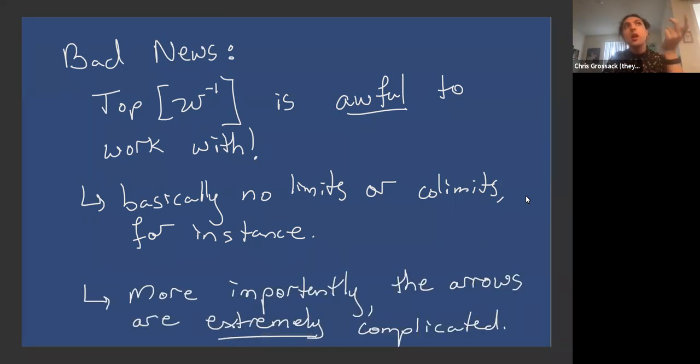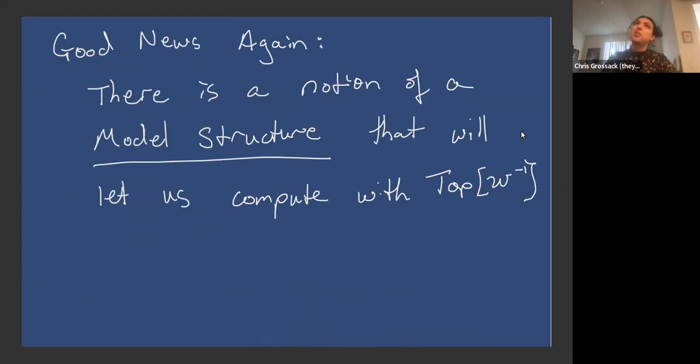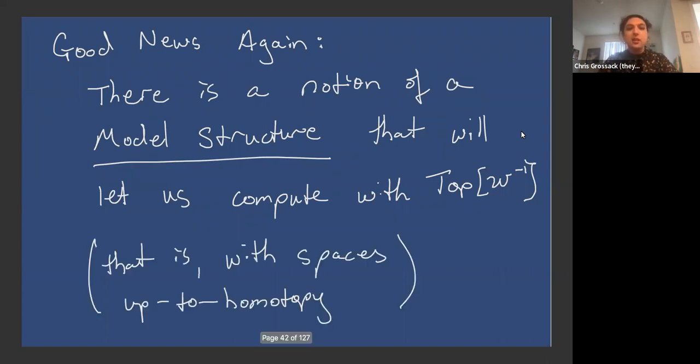But more importantly than not having limits or colimits, the arrows are almost impossible to understand. So arrows in one of these localized categories in general correspond to zigzags of arbitrary length of arrows in Top. And this is really, I would say, impossible to truly get your head around. But there's good news again, because we don't need to work with these arrows directly. There's a notion of a model structure that we can put on Top that will actually let us compute with this homotopy category Top of W inverse. And yeah, so we can compute with spaces up to homotopy by using this model structure.